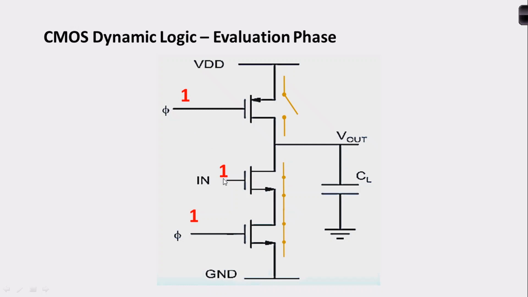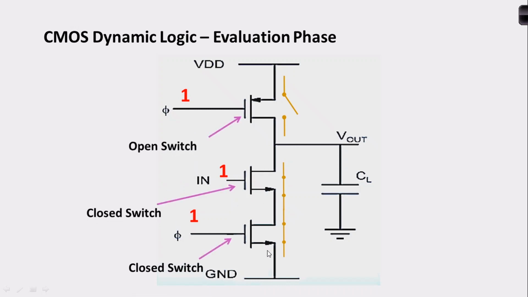Now if I apply 1 over here, this is an open switch, this is going to be a closed switch, and again this is going to be a closed switch. Since these transistors are turned on and my PMOS is turned off, I won't get any path connected to VDD. But I am getting a path connected to ground. Initially I had pre-charged this load capacitor with VDD. Now it gets a path where it can discharge to ground.